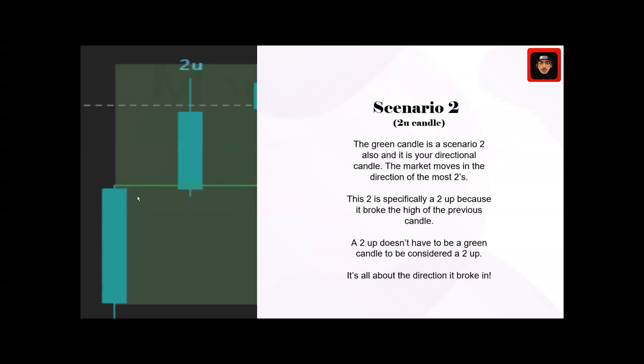So two down breaks the low of the previous candle. Two up breaks the high of the previous candle. So, you know, think up high. So two up, break high, down low, breaks low, all right? So two down, down low, breaks the low, all right? So it's all about the direction price breaks in.